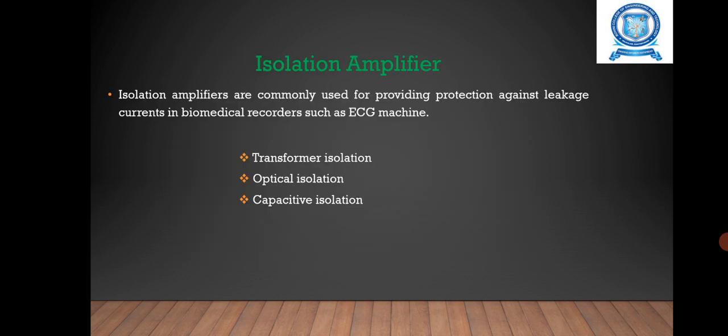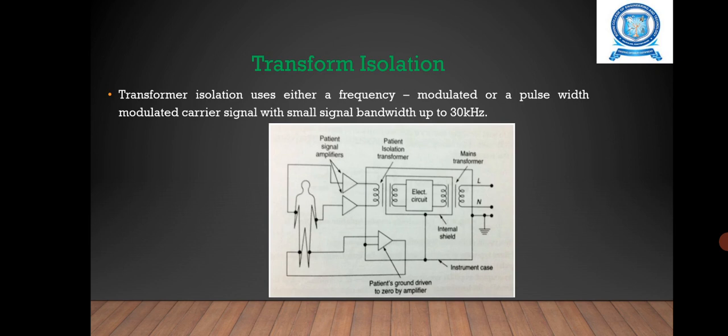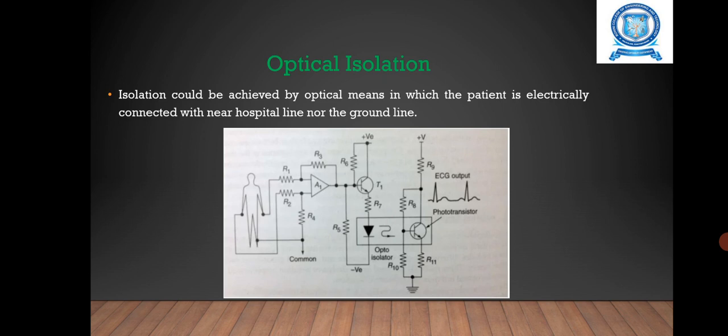Last one is the isolation amplifier. It is commonly used for providing protection against leakage currents in biomedical recorders such as the ECG machine. It consists of three types: transformer isolation, optical isolation, capacitive isolation. Transformer isolation uses either a frequency modulator or a pulse width modulator carrier signal with small signal bandwidth up to 30 kHz.